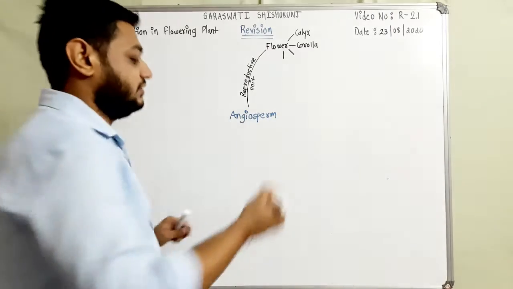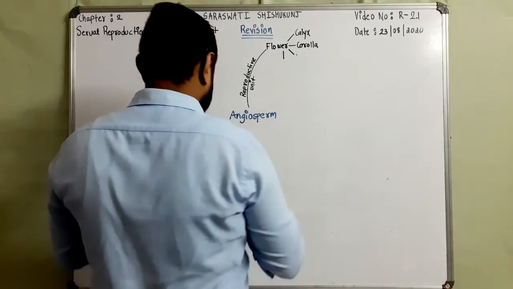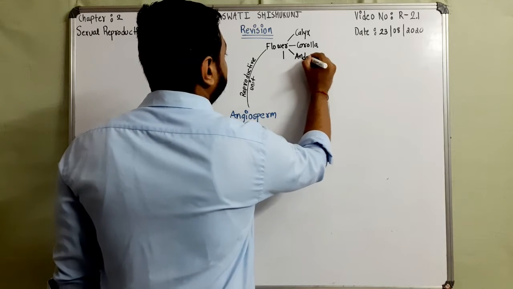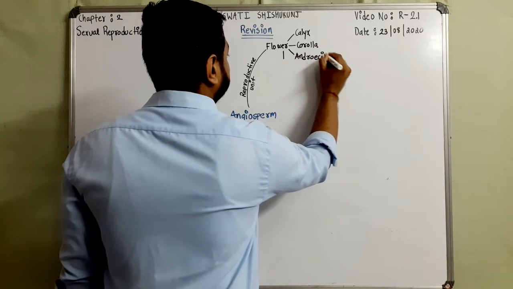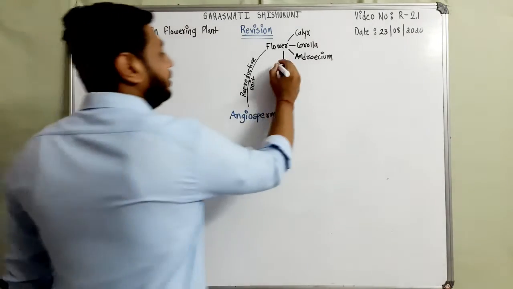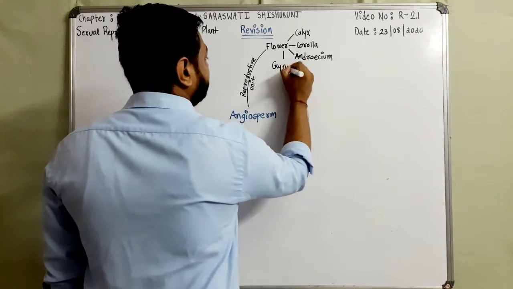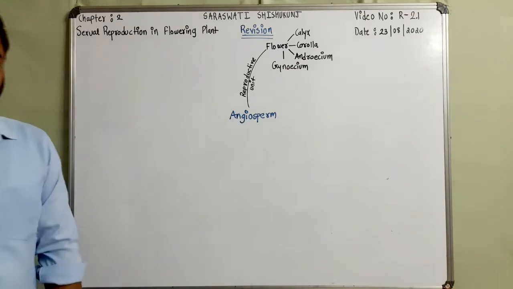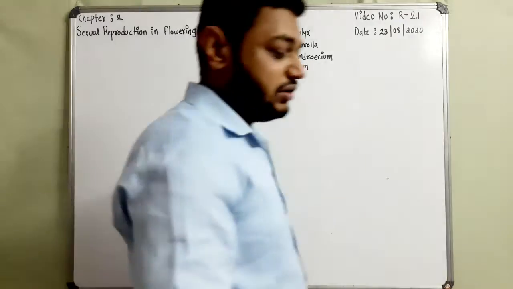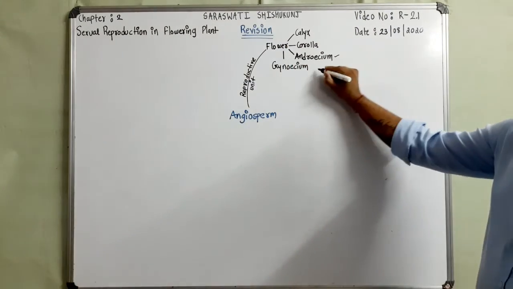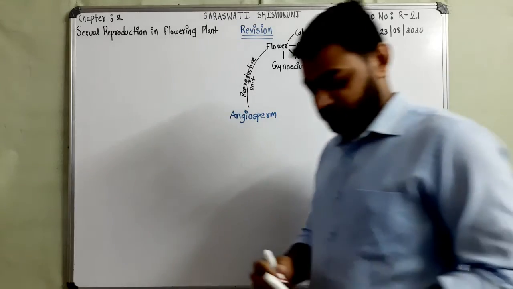Next one is androecium. This is the male part of the flower. And next one is gynoecium. This is the female part. When we talk about sexual reproduction, we are concerned with androecium and gynoecium.